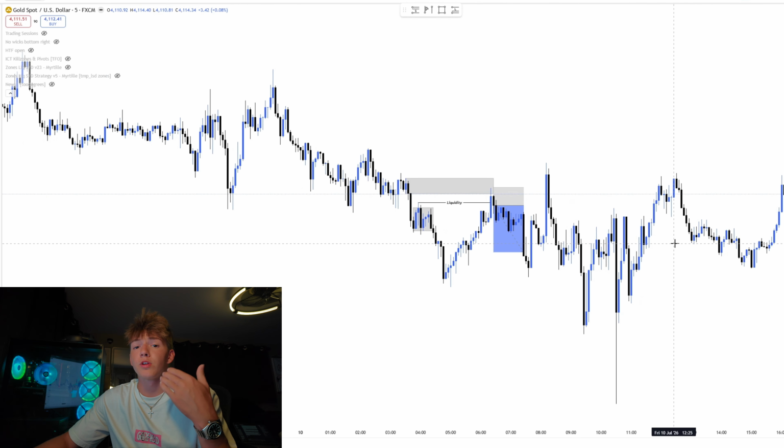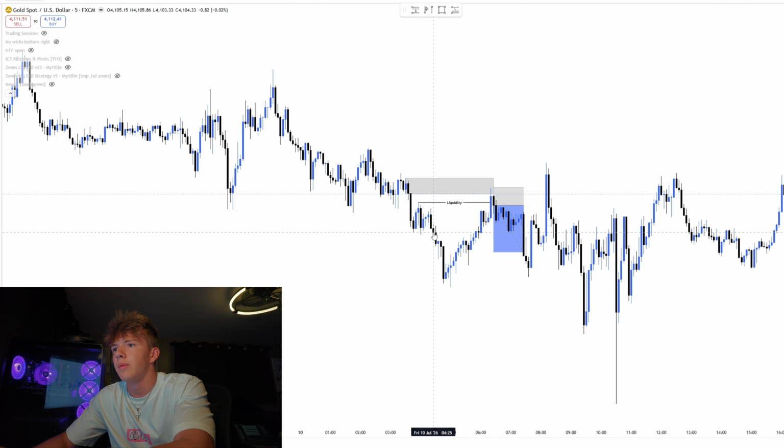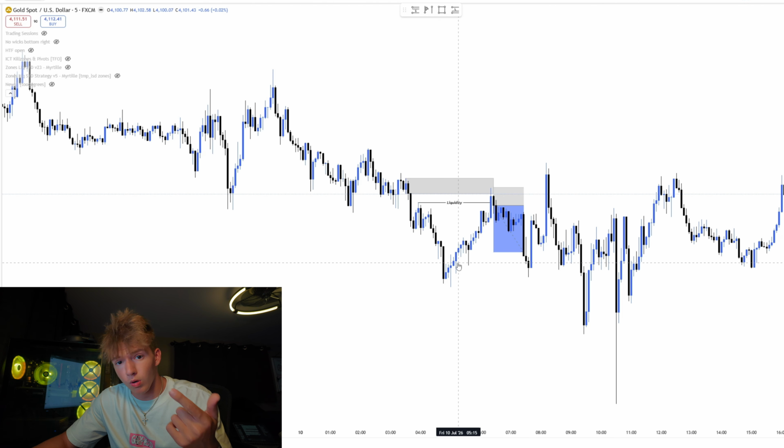From here we are still overall bearish. But when price is retracing, a lot of times, what is it going to retrace to, guys?